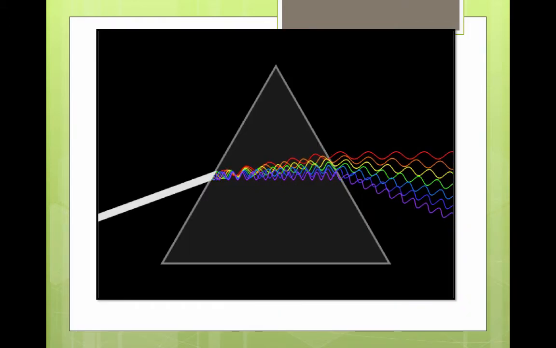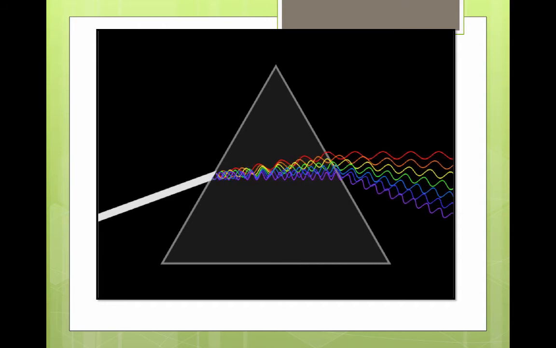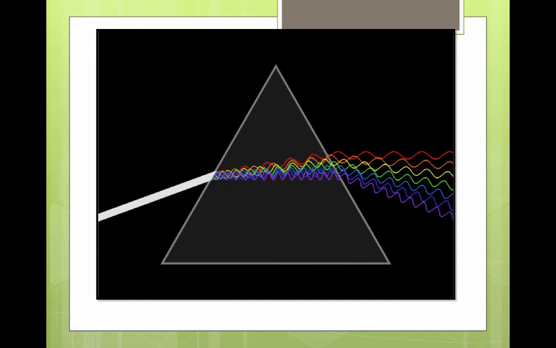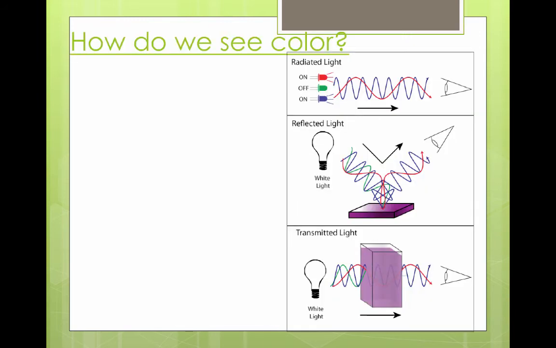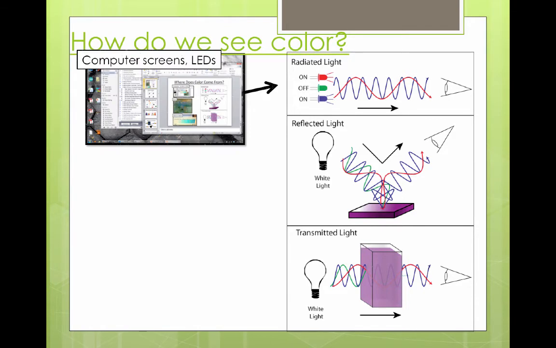The white light that we see can be refracted and split into all of the colors of the rainbow. So let's talk about how we see color. If we're looking at radiated light, things like computer screens or LEDs, we see the exact wavelengths of the light that's being radiated. So you can see we have a red light on and a blue light on, so our eye would see a red light wavelength and blue wavelength.